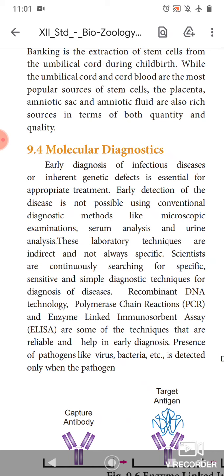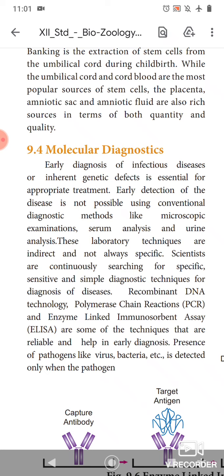Very good morning, students. In the last class we discussed the two therapies, gene therapy and stem cell therapies, and their importance. Everything we have discussed. In today's class we are going to discuss a small topic called molecular diagnostics.